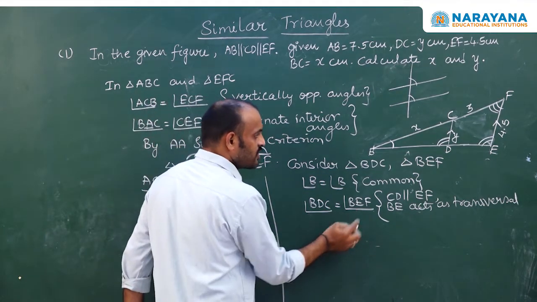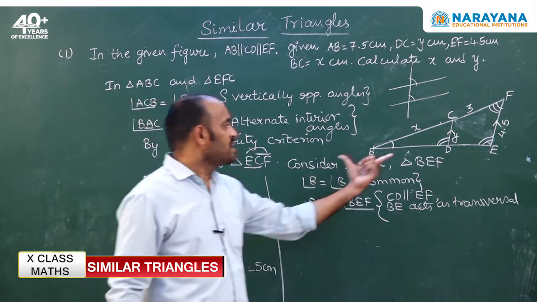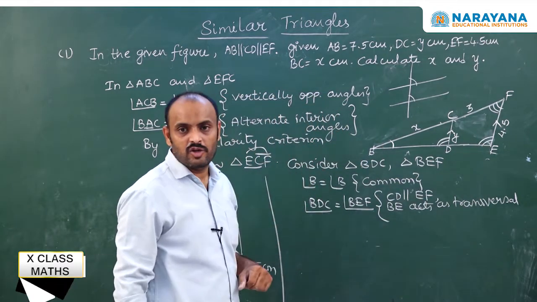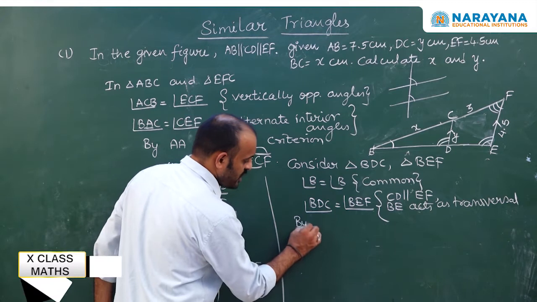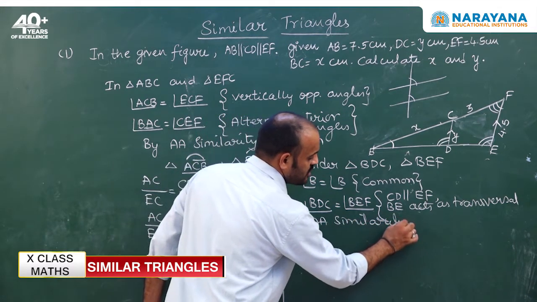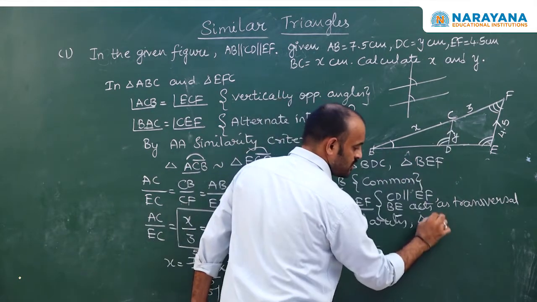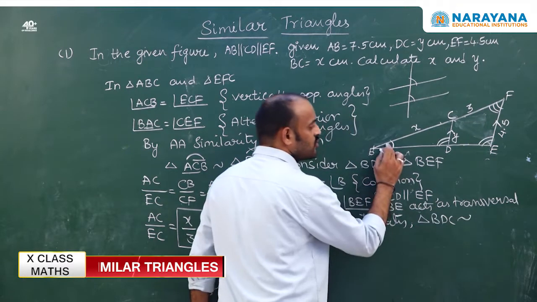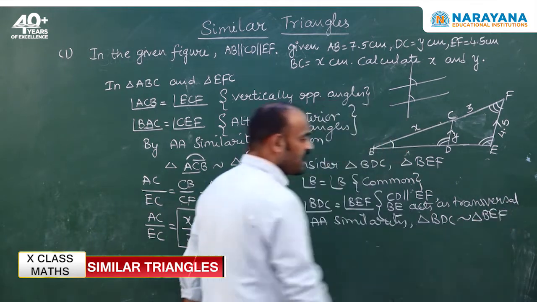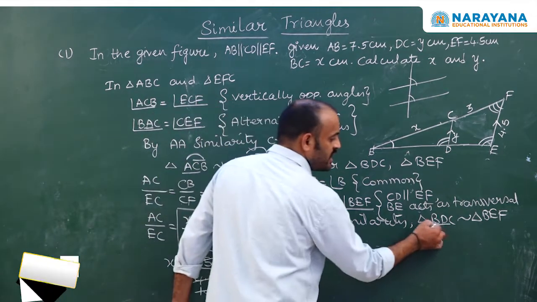Corresponding angles are equal. We know that according to the angle-angle similarity criterion, if two angles of the first triangle are equal to two angles of the second triangle, the triangles are said to be similar. Therefore, by AA similarity, triangle BDC is similar to triangle BEF. Once the triangles are similar, the ratio of the corresponding sides are equal. BD by BE.